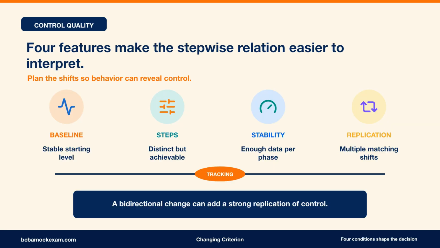4 features strengthen criterion control: a stable starting level, distinct but attainable steps, adequate data within each phase, and repeated matching shifts. If behavior rises before every new criterion, a general trend may be driving the data. If it remains near one level while the criterion moves, the intended design exists, but control has not been demonstrated. A bidirectional change can add a particularly persuasive replication when it is clinically appropriate.